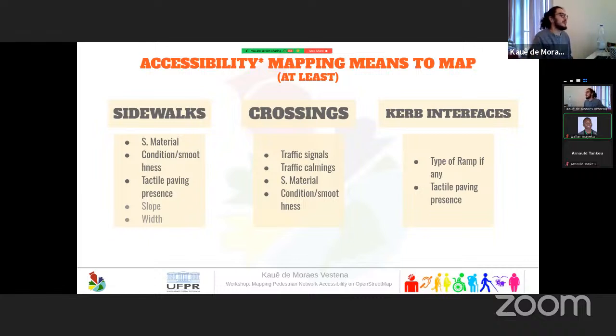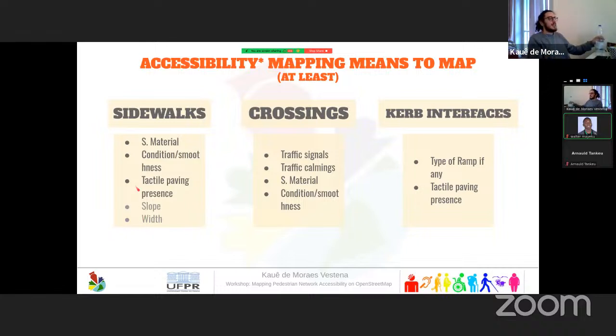For the sidewalks, we may map the surface material, and the condition or smoothness. You also have the tactile paving presence, and also the slope and the width, which are a little bit harder to measure.